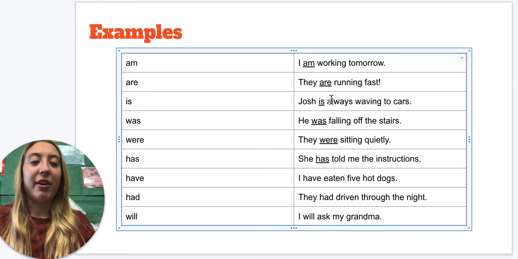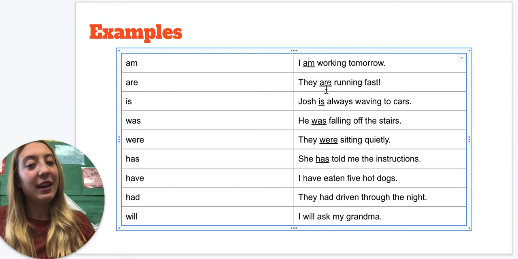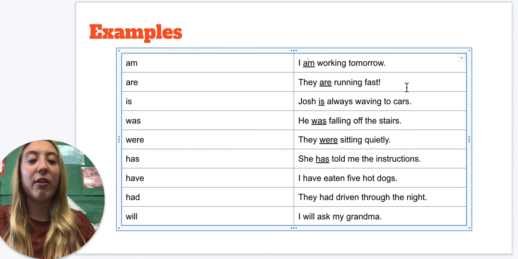All right, are. They are running fast. So this is helping. It's before my main verb, and it's helping it because if I say they running fast, it doesn't make sense. But if I say they are running fast, it makes sense. And it's right before.